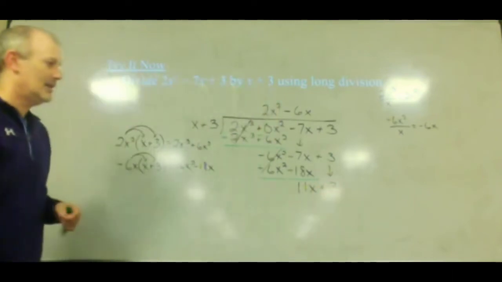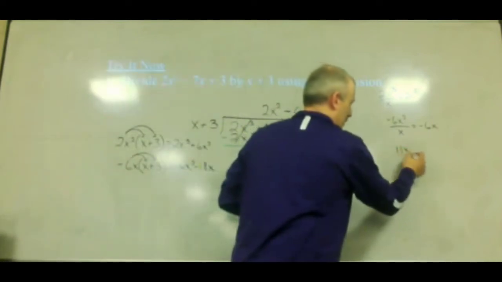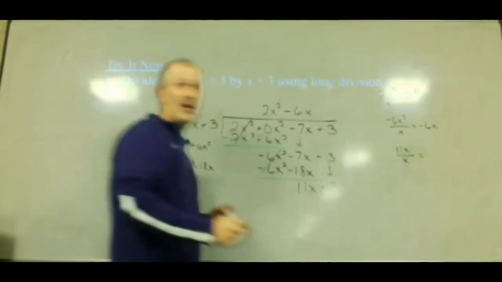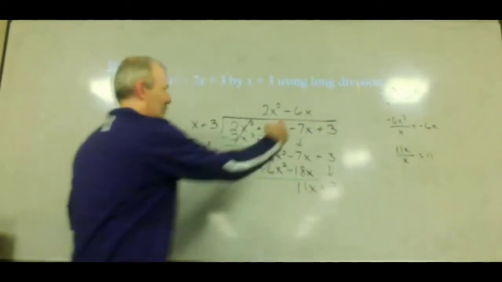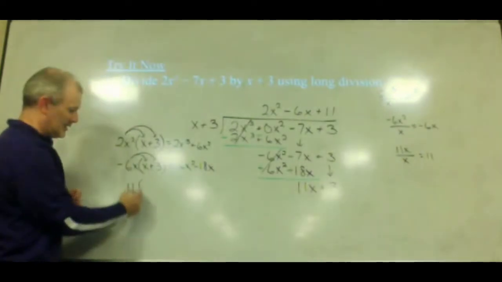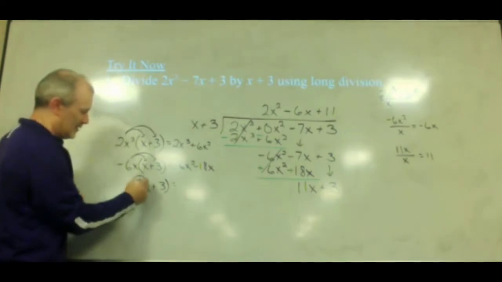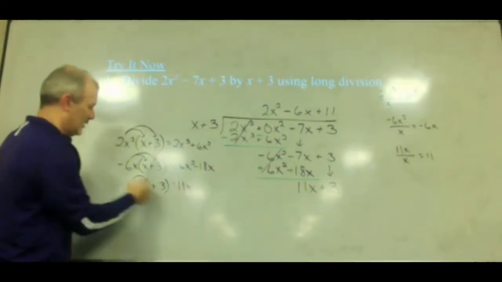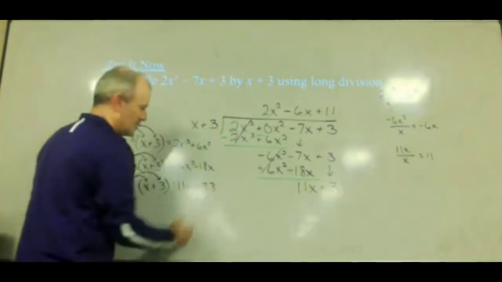Okay? Then how are we going to cancel out that 11x? What are we going to have to multiply by? 11. So I'm going to put my 11 up here. And 11 times x plus 3 gives us 11x plus 33. So I'm going to put that under here.